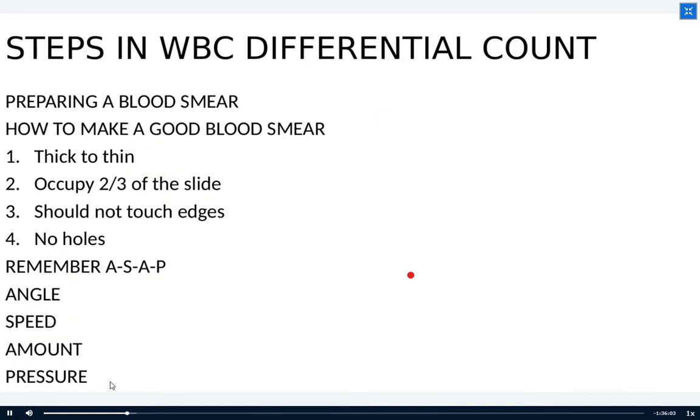Now, you have to make your blood smear. Okay, so I'm going to show you how to make a blood smear.